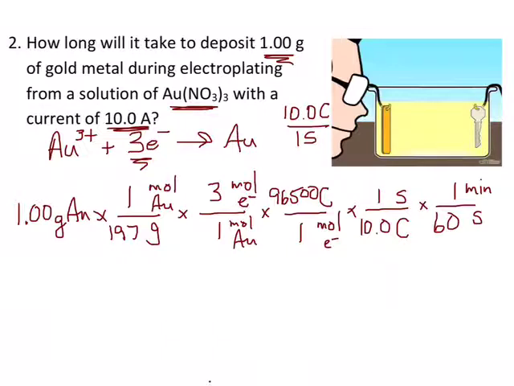So we'll take 1, divide by 197, times by 3, times by 96,500, divide by 10, and divide by 60. I get 2.45 minutes. Now the question didn't say how many minutes, it just said how long. So if you wanted to leave your answer in seconds, that would be perfectly acceptable. You'd get 147 seconds if you were to not include the last unit multiplier there.